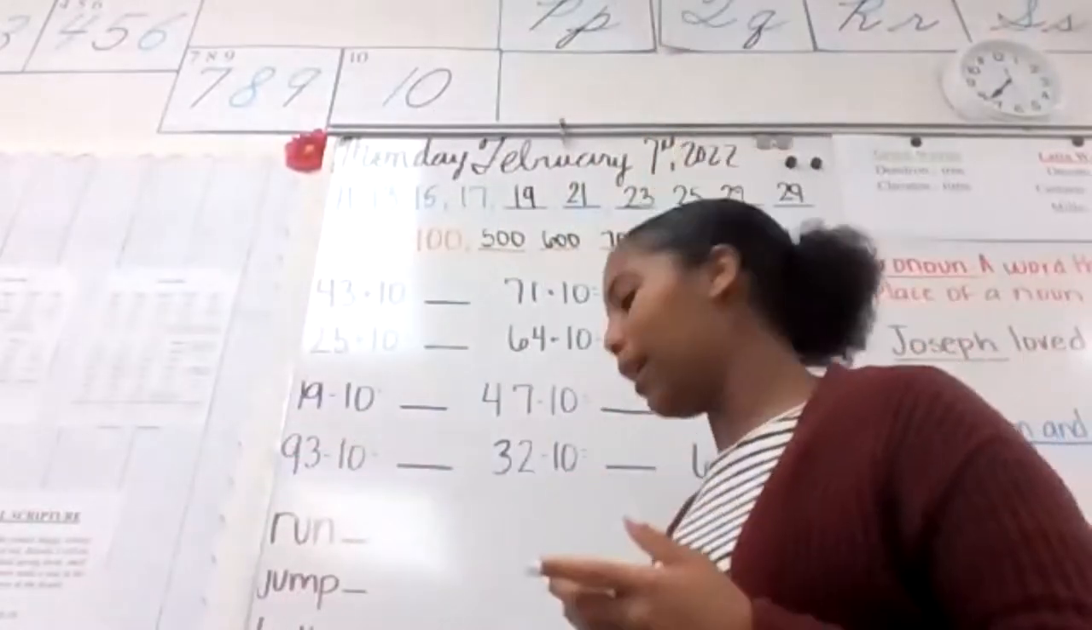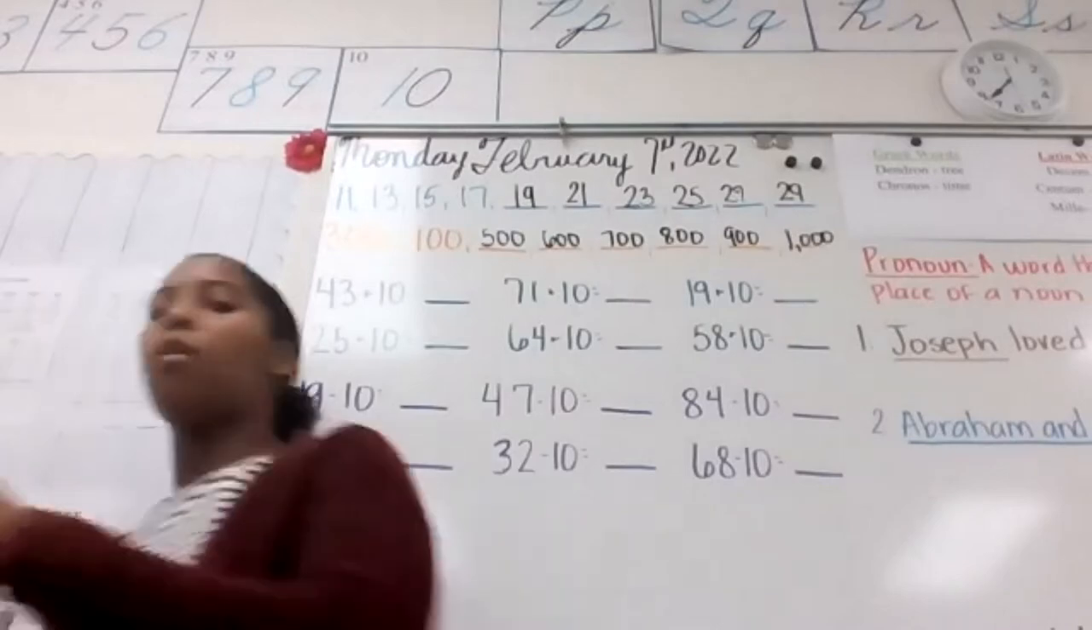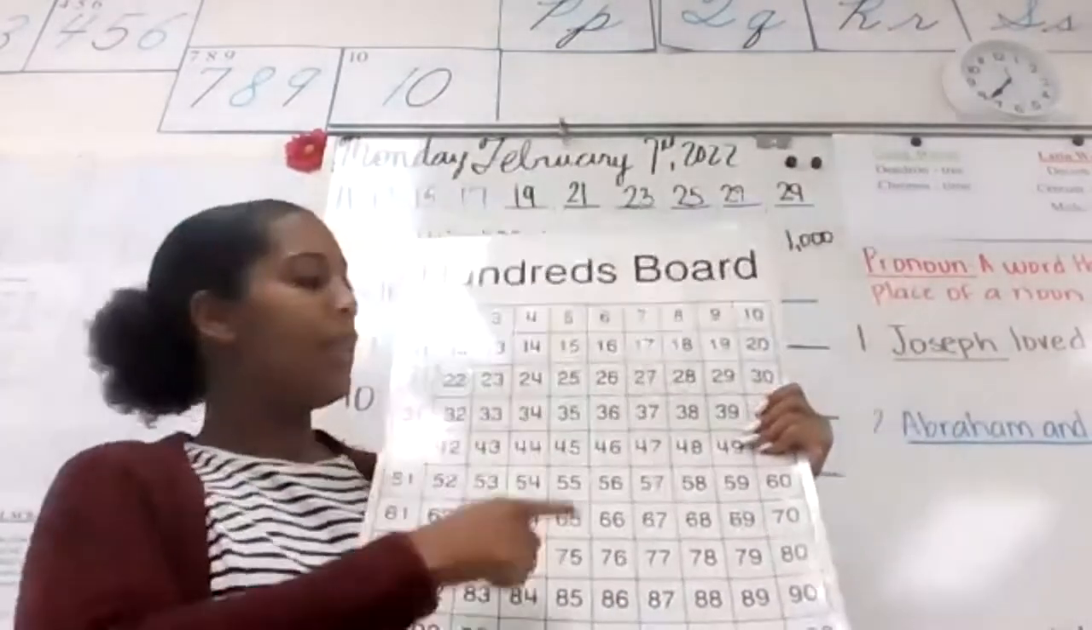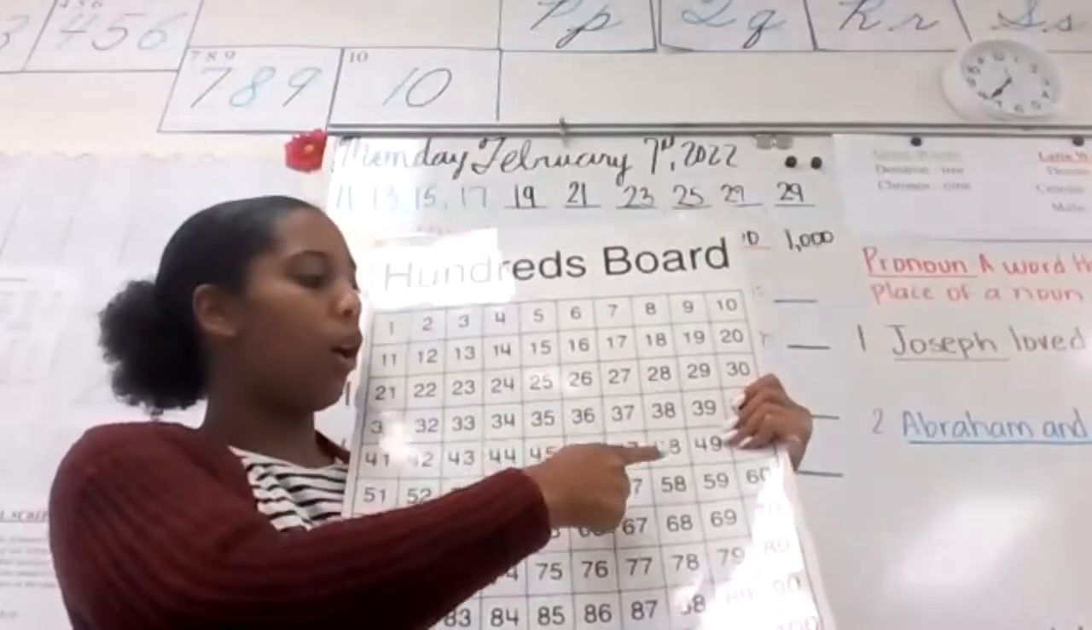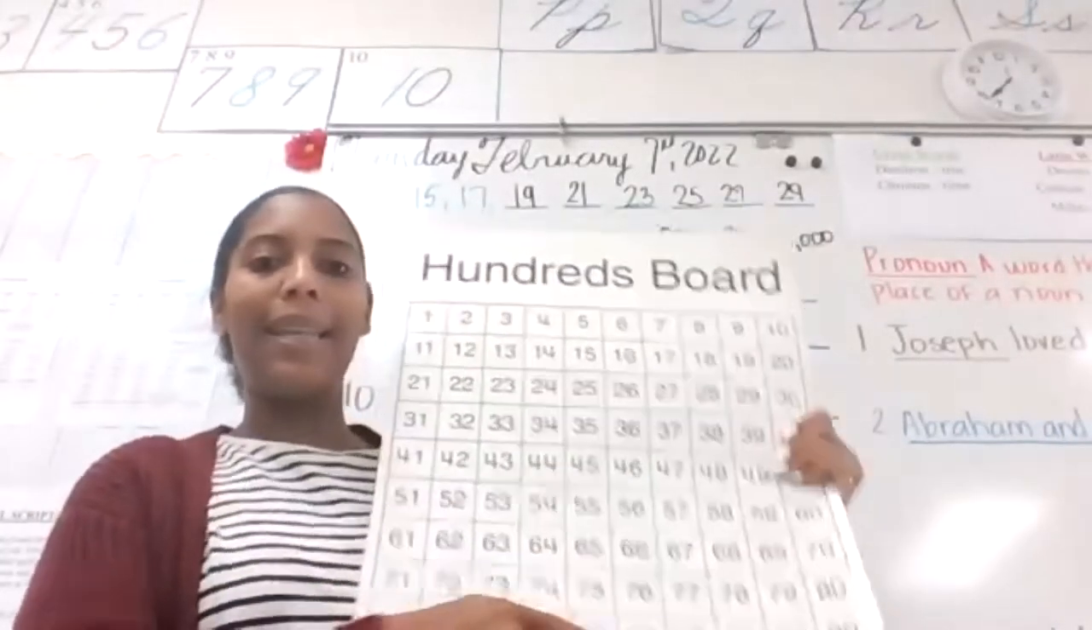All right, so remember we learned how to add 10 to a number. We had our 100 number chart. Remember we talked about the 100 number chart and all of the numbers down are 10 away. So if I had 38, 10 more would be 48. If I have 76, 10 more would be 86.